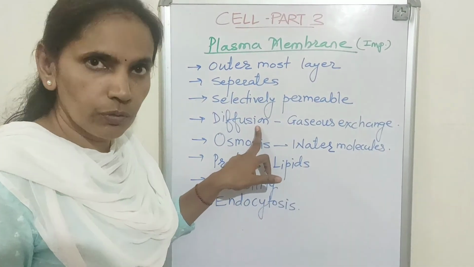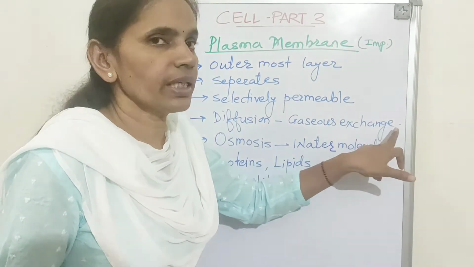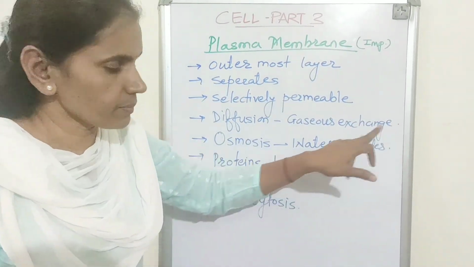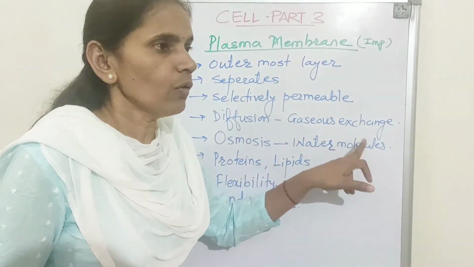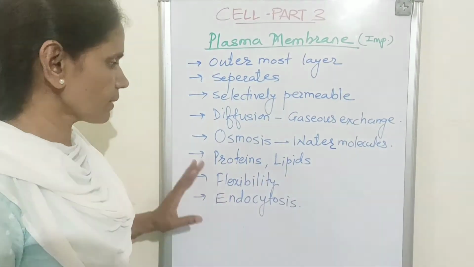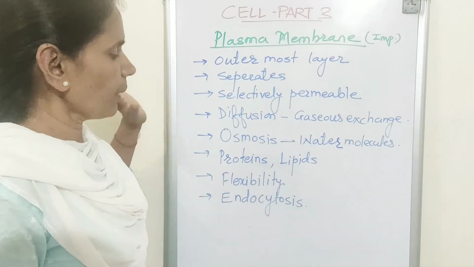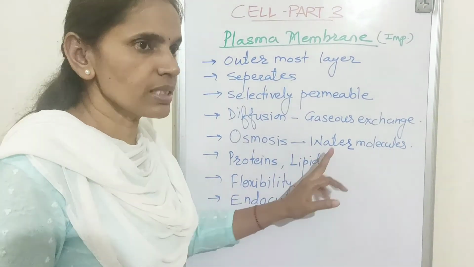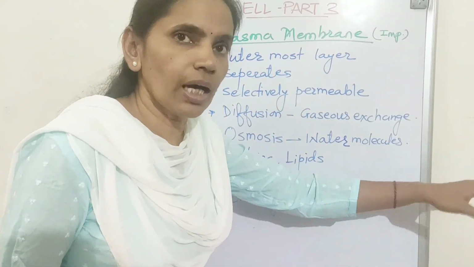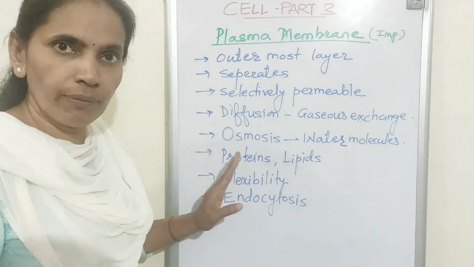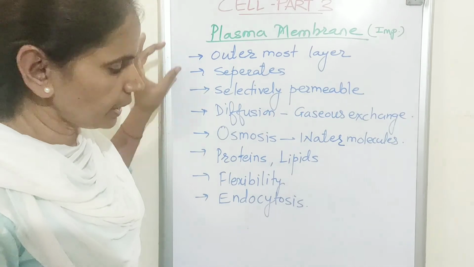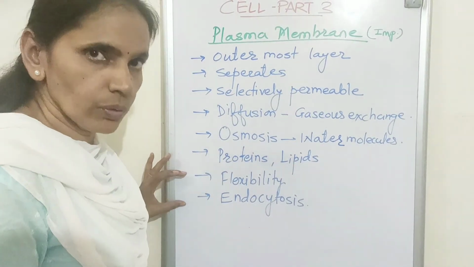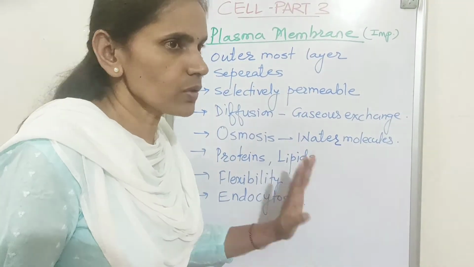By the process of diffusion, it is responsible for the gaseous exchange across the plasma membrane, and by the process of osmosis, it is responsible for the movement of water molecules. The major thing is that the plasma membrane is made up of proteins, lipids and also carbohydrates. It has flexibility, and this flexibility enables the plasma membrane to take in nutrients by the process of endocytosis.